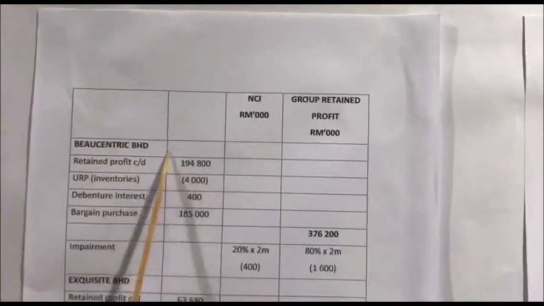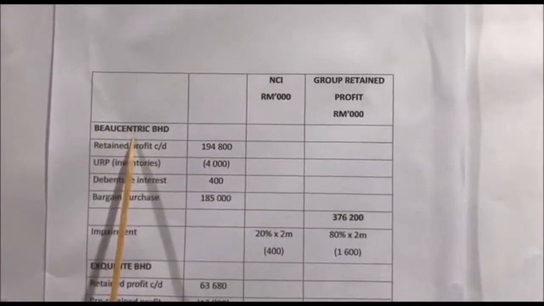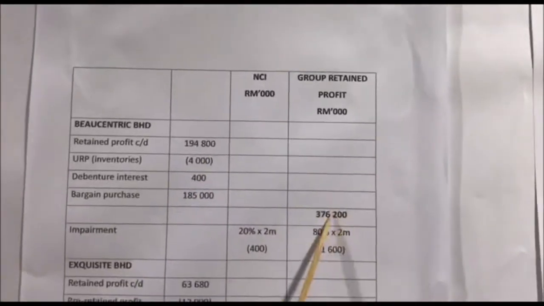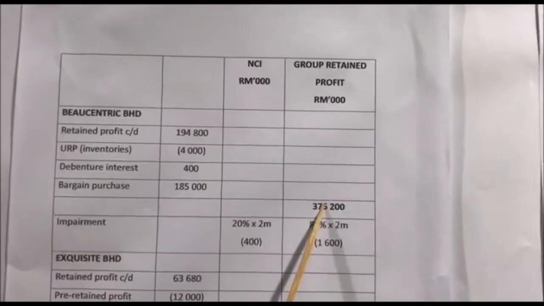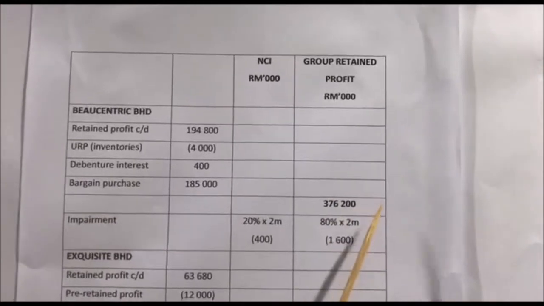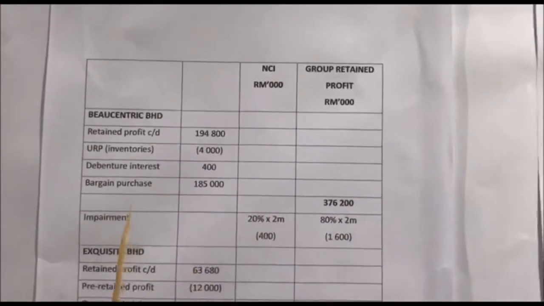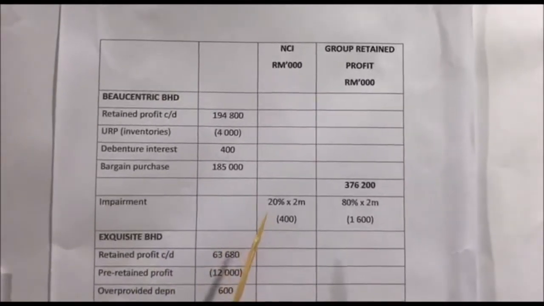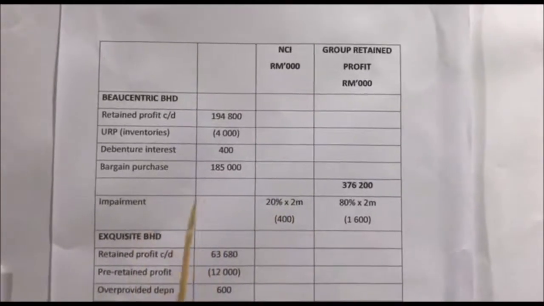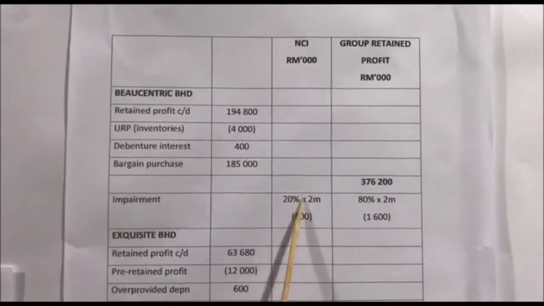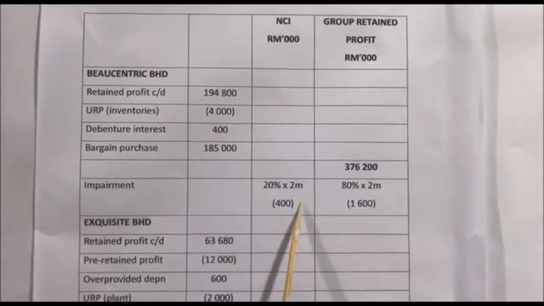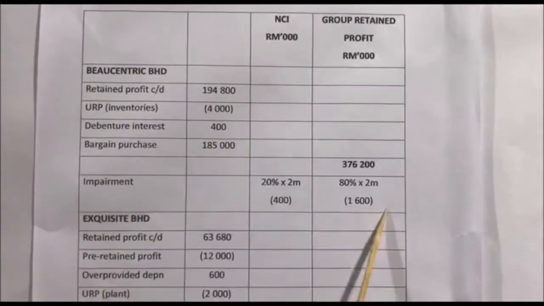As for the retained profit, we will start with the retained profit of the holding company, which is View-centric Berhad. The total amount of retained profit is 376.2 million, which will be credited wholly into the group retained profit account. And as the question asks for full goodwill to measure its NCI, we will apportion the impairment of 2 million according to the percentage of control, which is 20% and 80%, which amounts to 400,000 and 1.6 million.